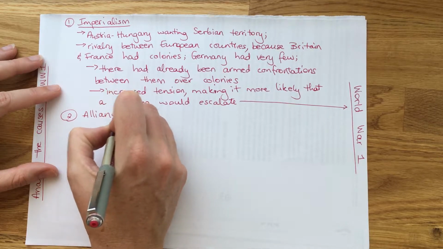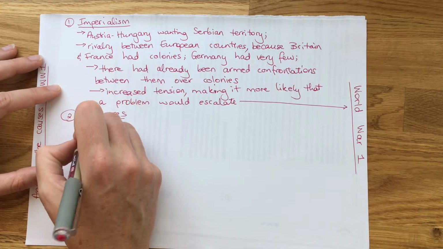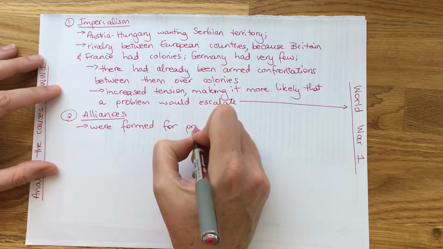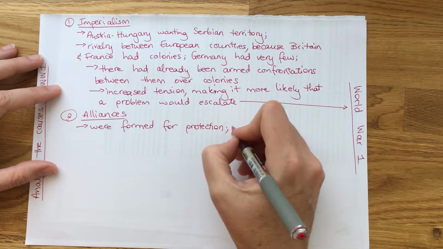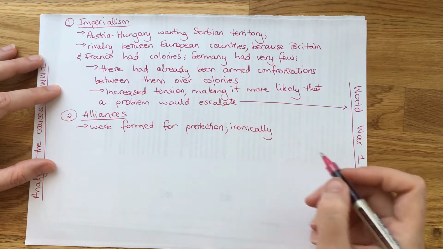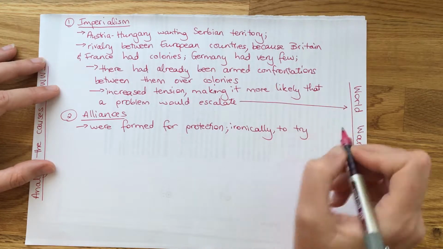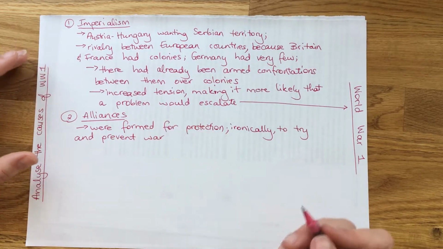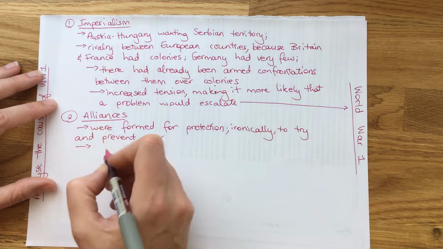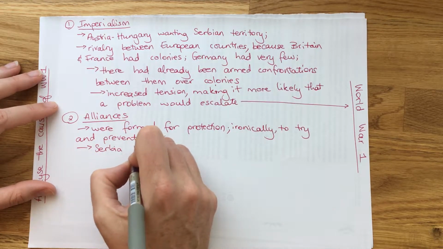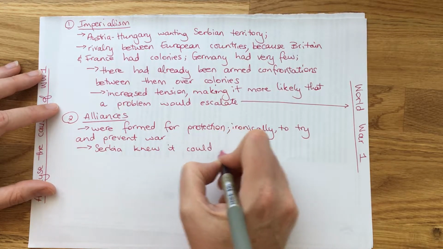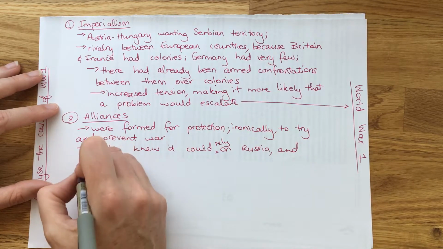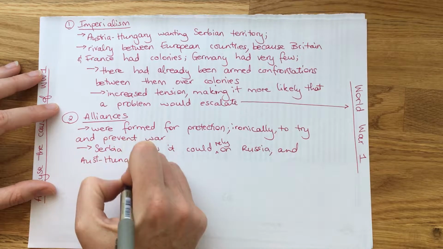Secondly, the alliances were initially formed in order to protect the different countries involved. Ironically, they were to try and prevent war from breaking out, because there are alliances between those countries and therefore they shouldn't go to war with each other. But because of these alliances, Serbia knew it could rely on assistance from Russia. And Austria-Hungary could rely on Germany.